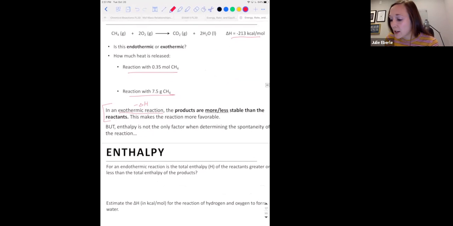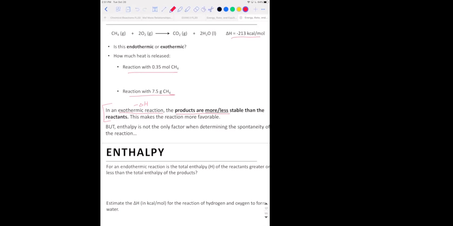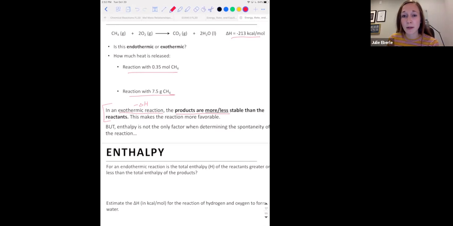So if we have an exothermic reaction, the products, are they more or less stable? Remember, the whole point of all of this talk is to become more stable, right? And when we have an exothermic reaction, are the products more or less stable than the reactants? What do y'all think? Kenethia says more, Ashlyn says more. Anybody else? Anybody disagree? Play devil's advocate? That's correct.